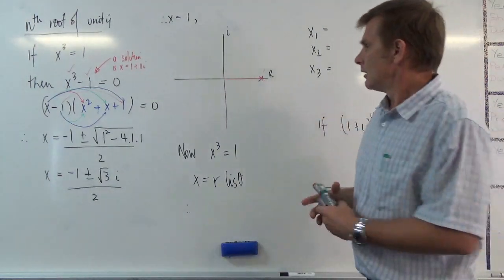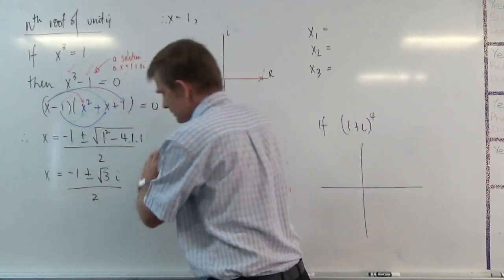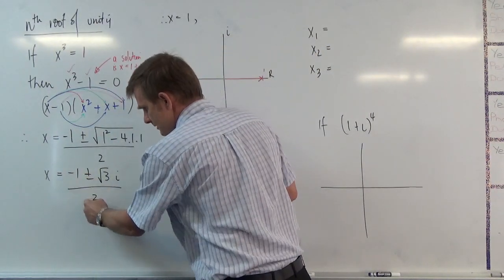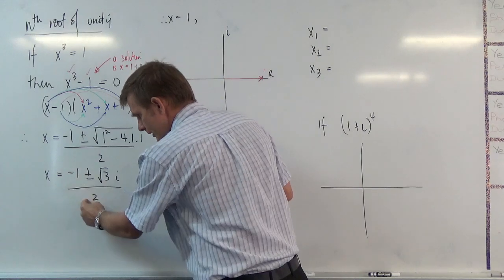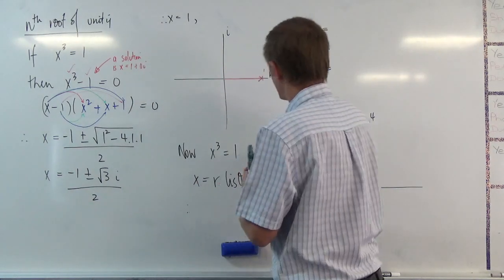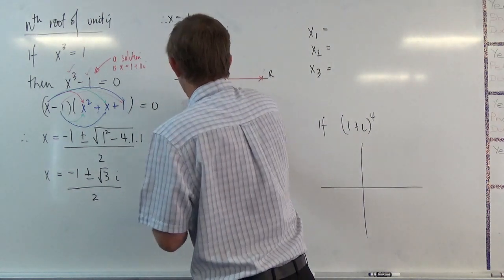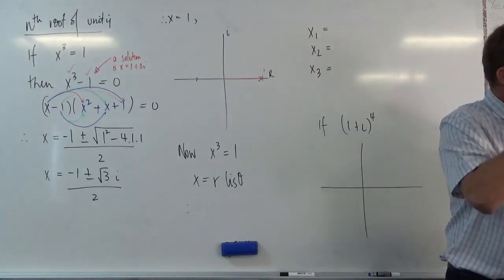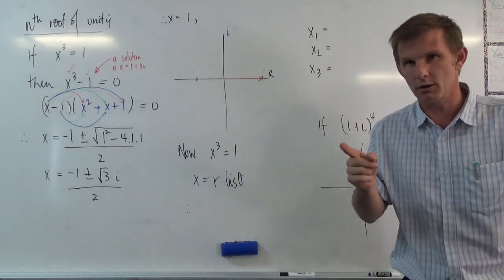Okay? Now then these two, let's graph these two up. Can you see how it's negative a half on the real axis? Negative a half on the real axis. So I'm going to put negative a half there. And then let's build in this idea of the conjugate.